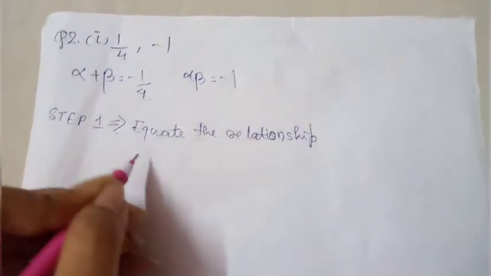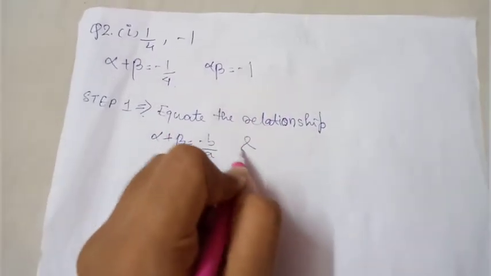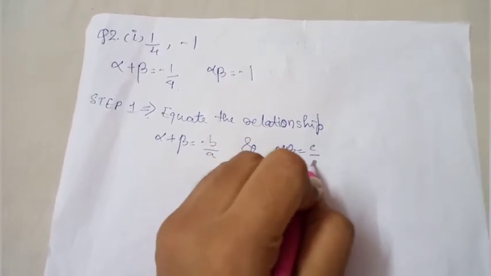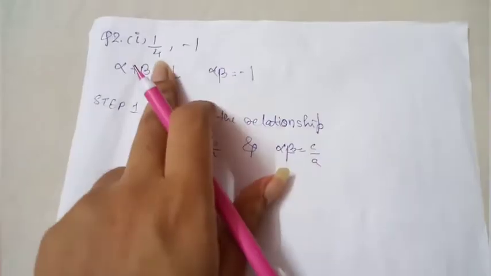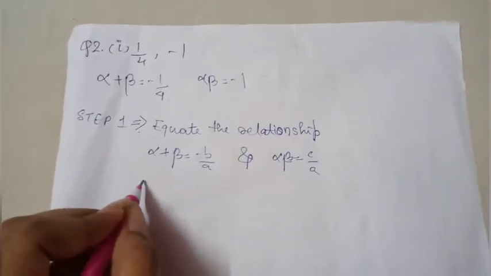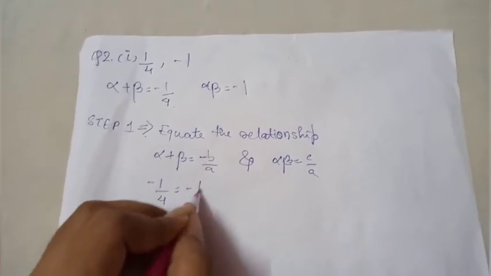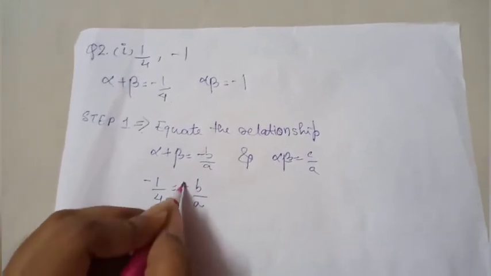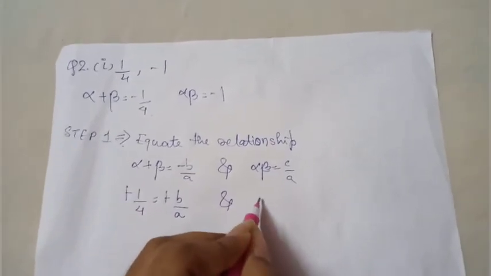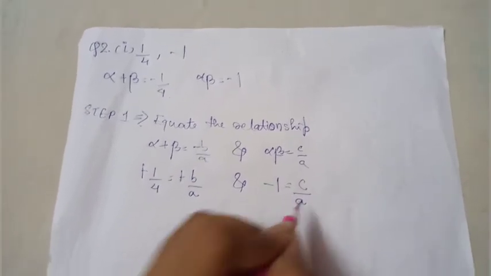That is, alpha plus beta is equal to minus b upon a, and alpha beta is equal to c upon a. We need to first equate this. Okay, so we'll perform it. So here alpha plus beta is minus 1 upon 4. We'll equate it with minus b upon a. So minus minus gets cancelled, and here alpha beta is minus 1, and we'll equate it with c upon a.